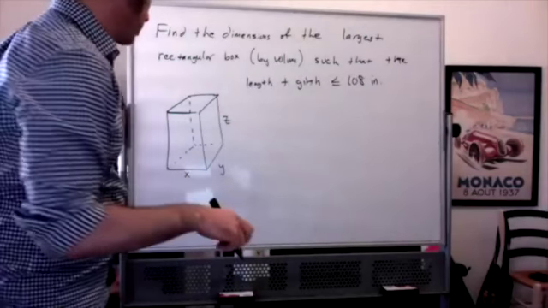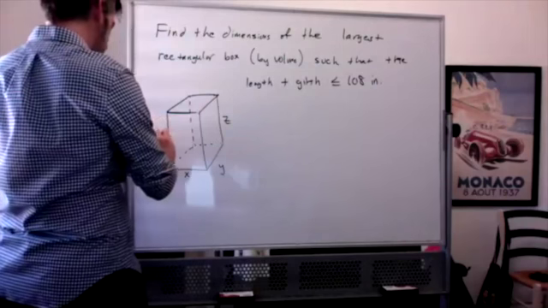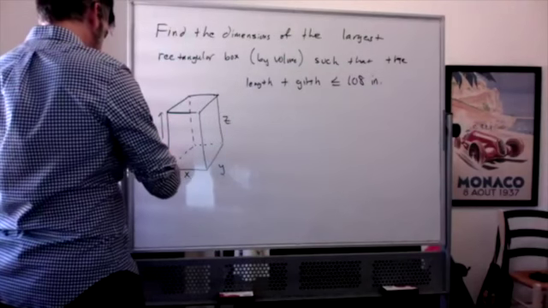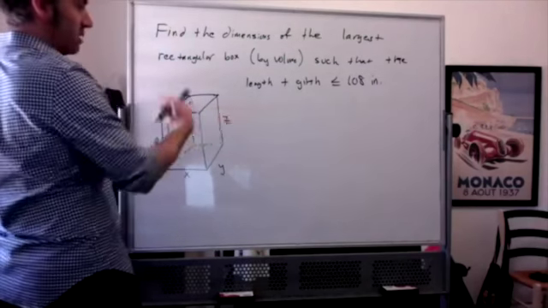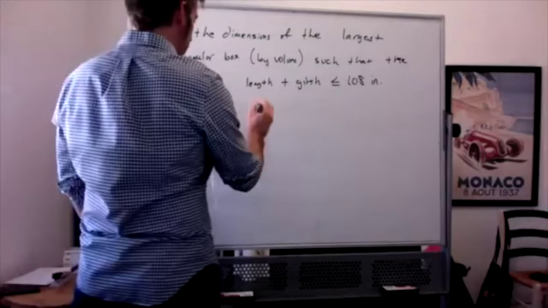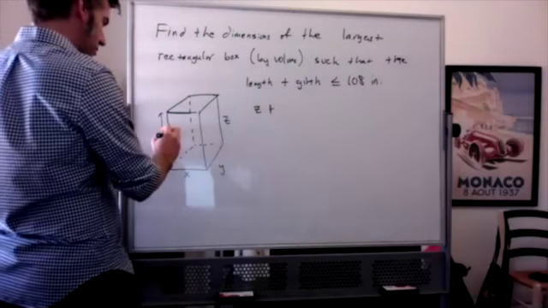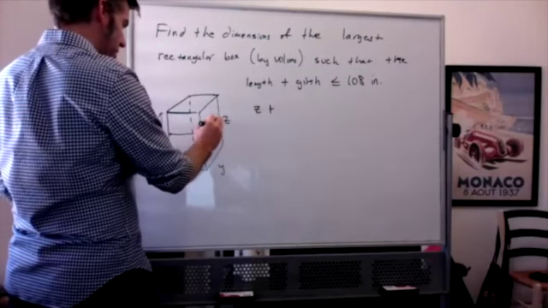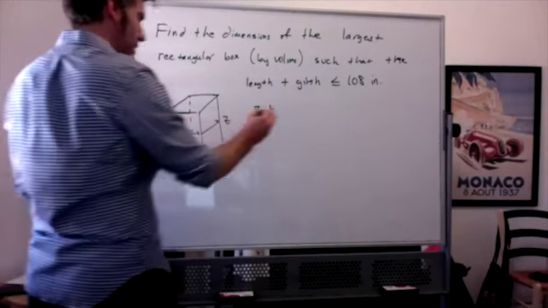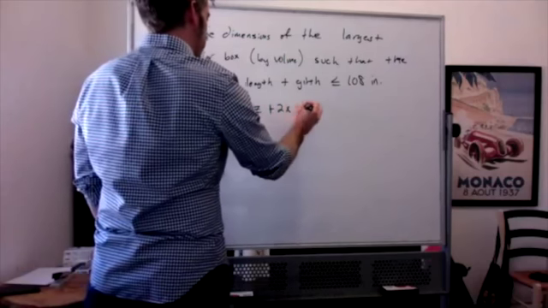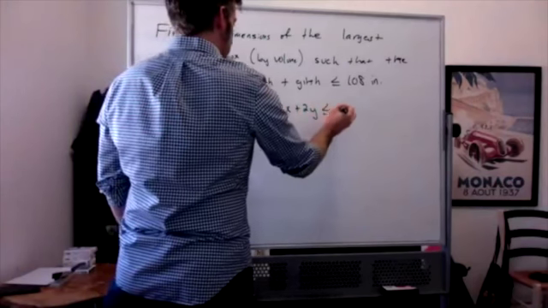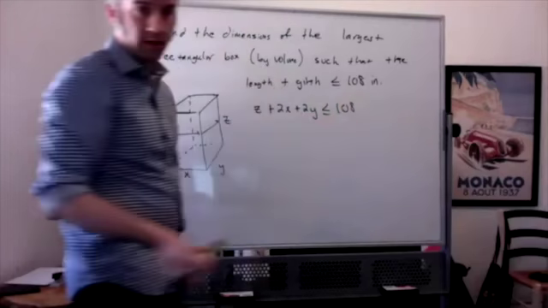So let's call the length this dimension, and the girth is the around dimension. So we want the length z plus the girth, which is going to be x plus y plus x plus y. We want that to be less than or equal to 108 inches.